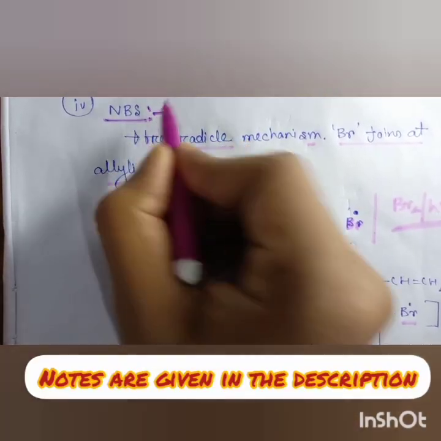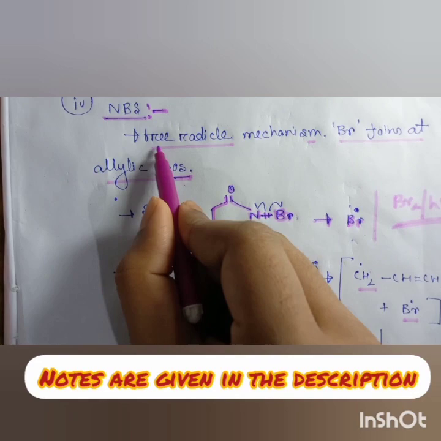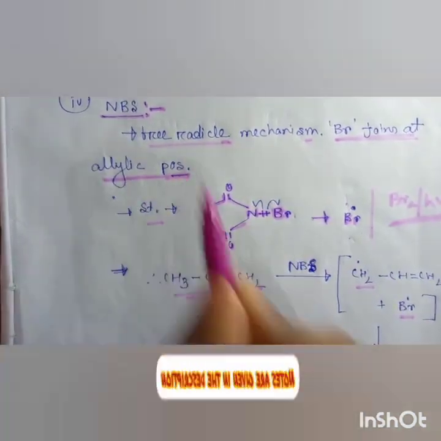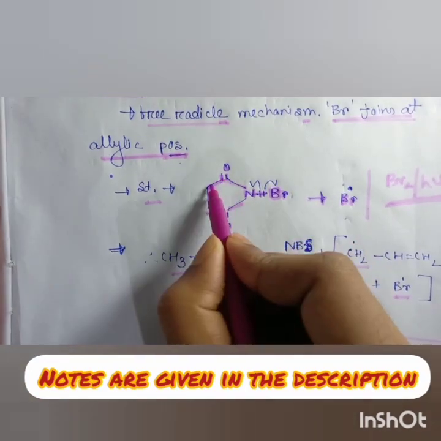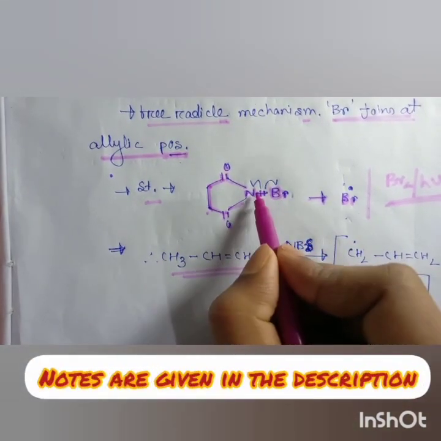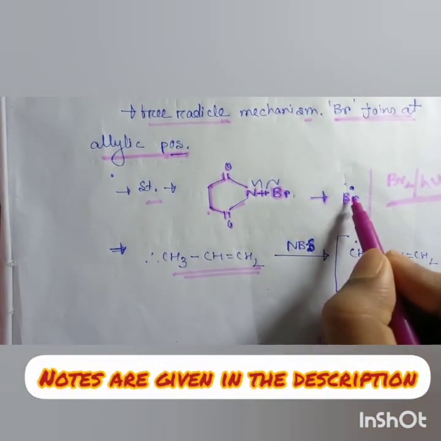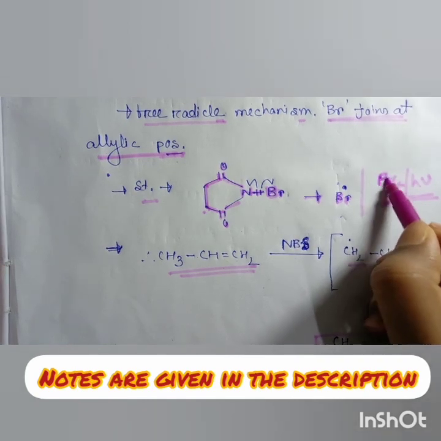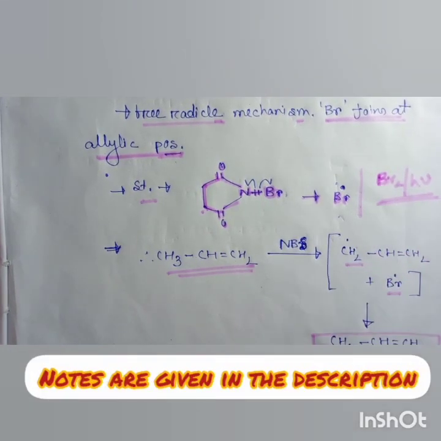NBS. It follows the free radical mechanism where bromine joins at the allylic position. Structure C double bond O CH2 CH2 C double bond O nitrogen bond Br. The bond breaks into two parts forming a Br radical. This mechanism is similar to the reaction of Br2 with light.